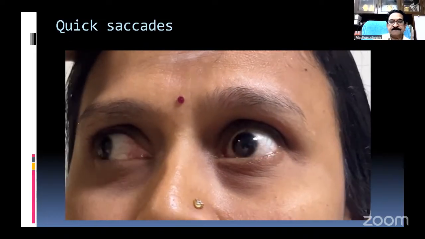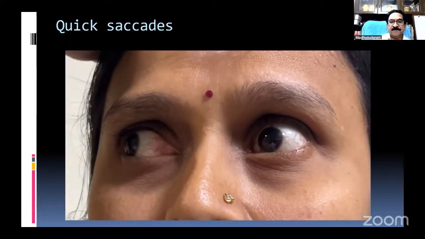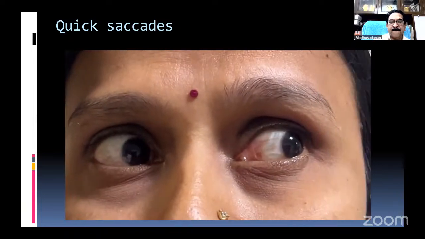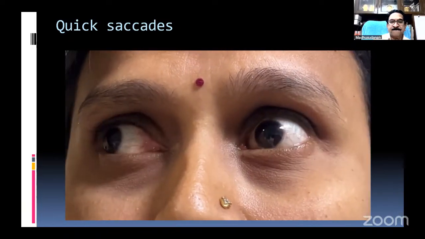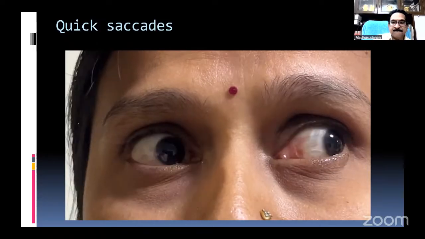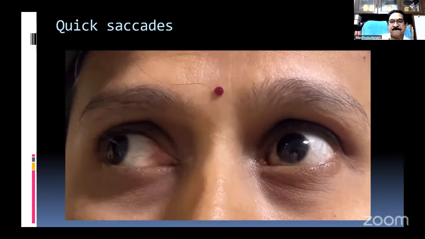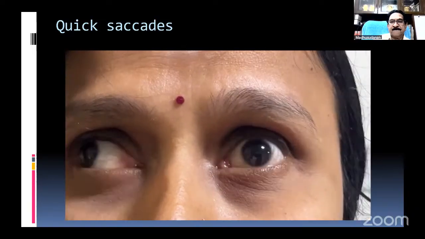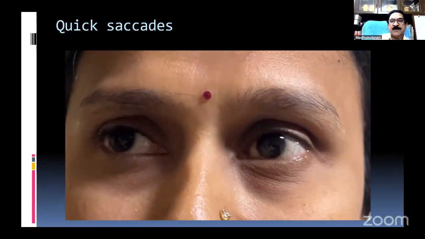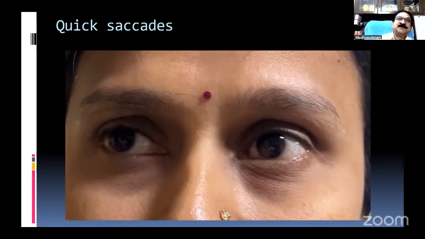Right, left, right, left, right, left, right. What did you observe? Left eye, flexion. Lag. Okay. Yeah, not only left eye, both eye adduction lag.